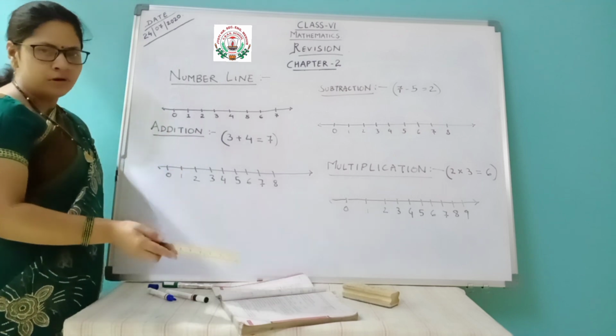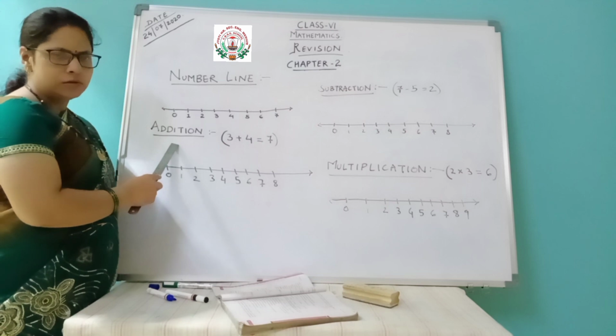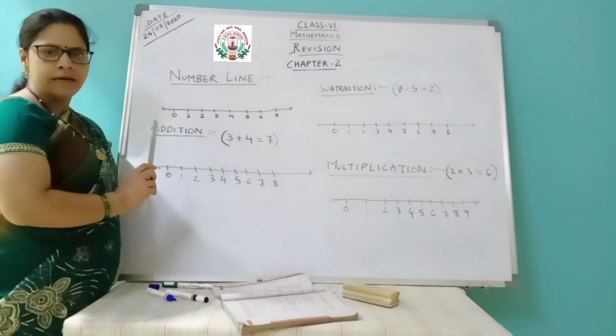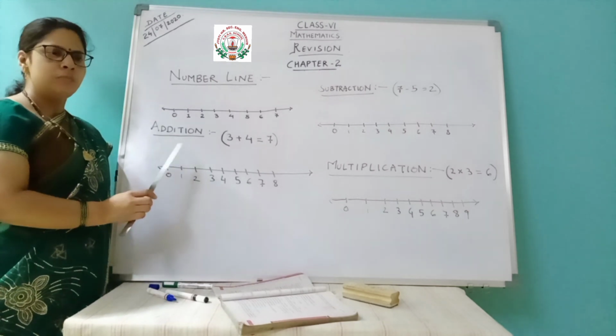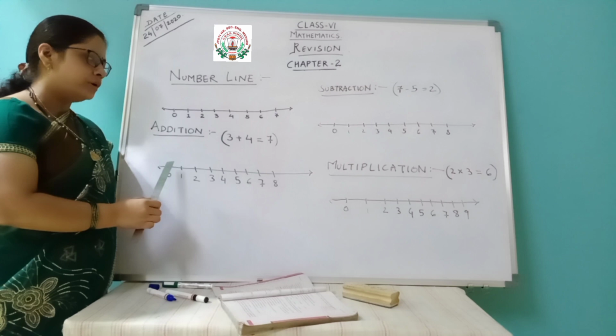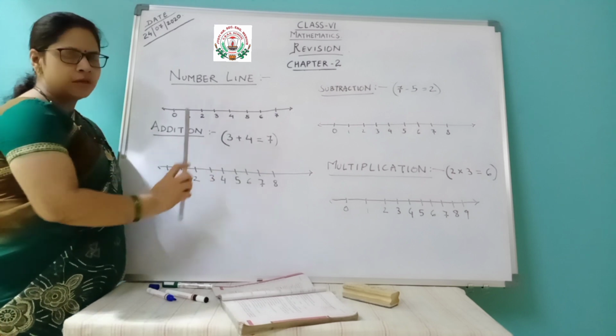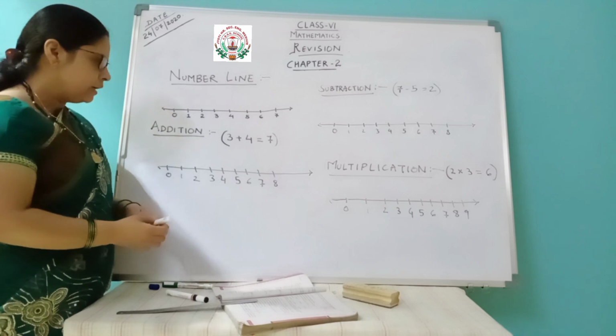Now, as you have already studied this, I am just repeating it for doing addition. Addition, subtraction, multiplication of smaller numbers, everyone knows how we do it simply. But if you are asked to do that on the number line, how are you going to do that? 3 plus 4 is 7, everyone knows. But on the number line, how are you going to do that?